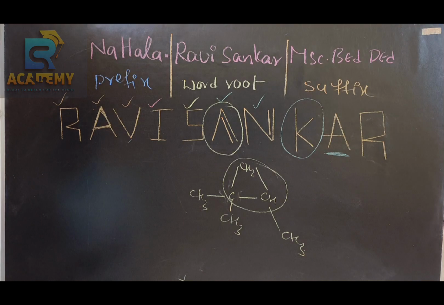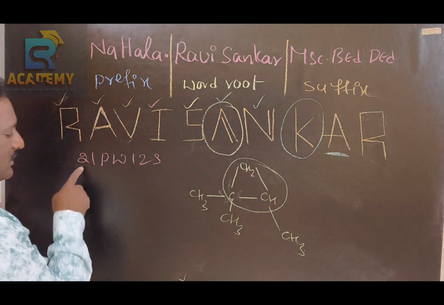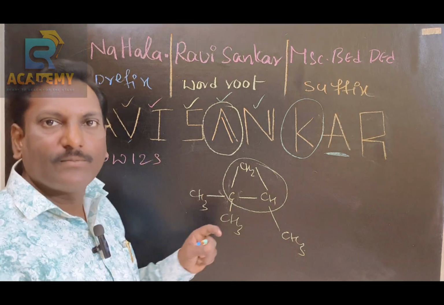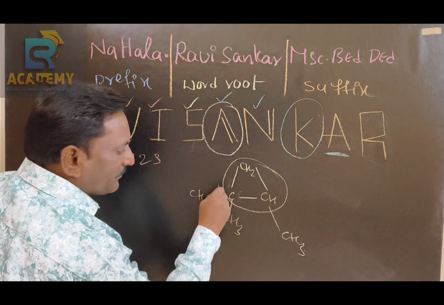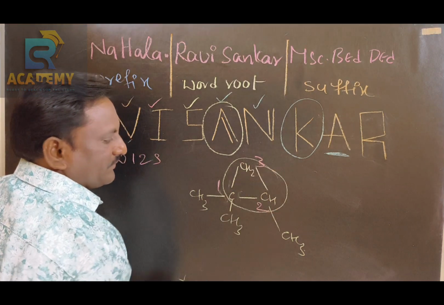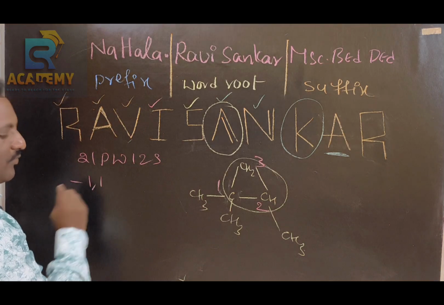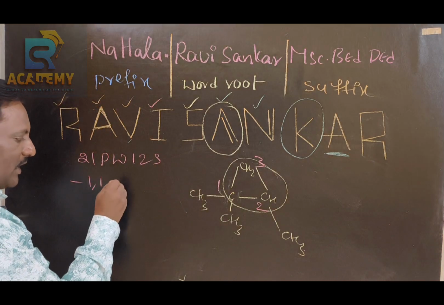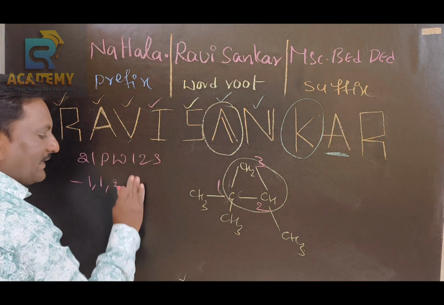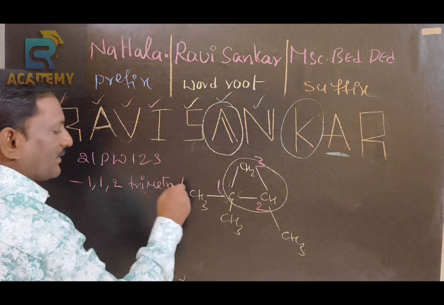So let us take the keyword 21PW12S. Secondary prefix: yes, branches. At which carbon? Listen to me. 1, 2, 3. First carbon has 2, that is 1, 1. Second carbon has 1. So 1, 1, 2. Three methyl, trimethyl.